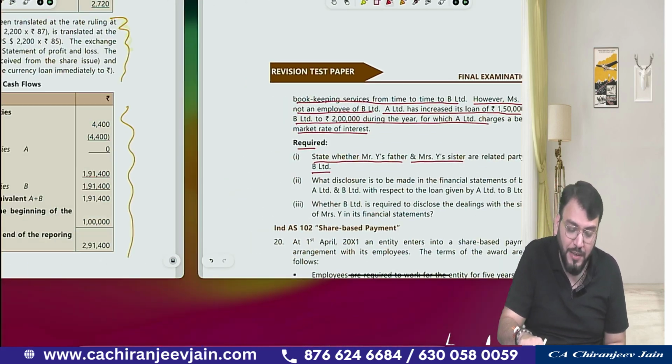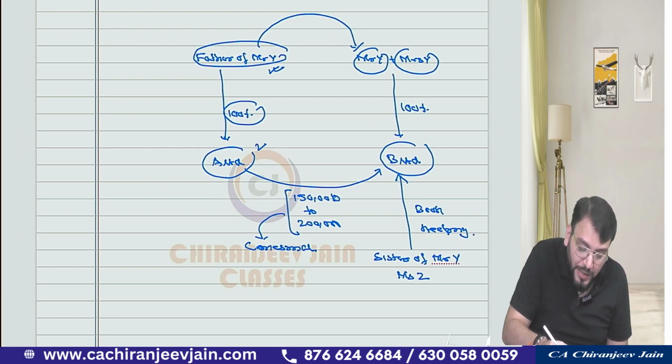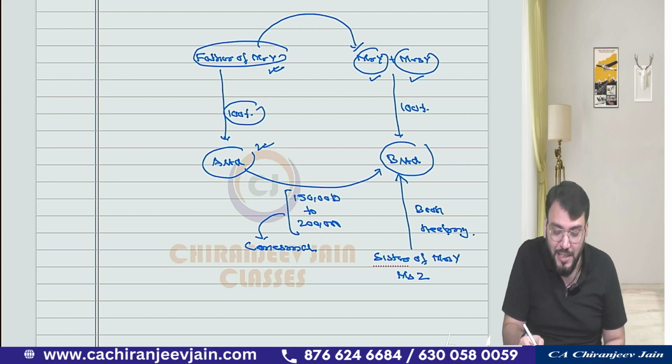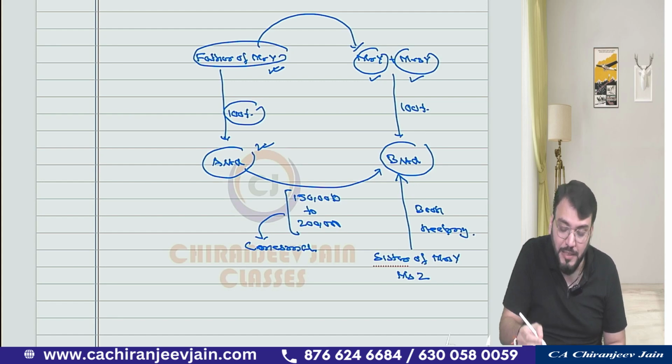That is an understood point. But if you want to see the diagram, it is: father of Mr. Y controls A Limited, Mr. Y and Mrs. Y control B Limited, and the sister of Mrs. Y, that is Miss Jad, provides bookkeeping services to B Limited. So can I say Mrs. Y is related to B Limited? So the close family member of Mrs. Y will also be related to B Limited, and therefore Miss Jad is related to B Limited.